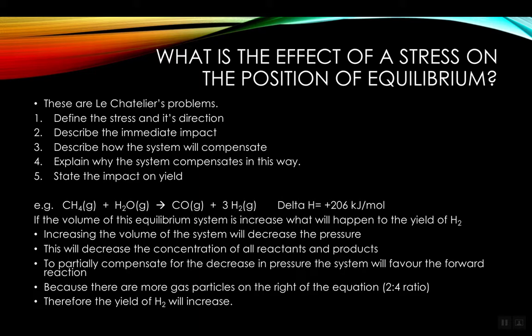Fourthly, why? Very important. You can't just say it's going to go that way. You can't just say because of Le Chatelier's principle. You've got to show that you understand Le Chatelier's principle. And the reason here is because there are more gas particles on the right of the equation than the left. You probably want to throw in the ratio. It's a 2-to-4 ratio. And then finally, make sure you actually answer the question. So the question asks, what's going to happen to the yield of hydrogen? You've got to state that impact. So the yield of hydrogen will increase. Yes, okay, you might think it's implied in the previous steps. Implied is not enough. You have to state it.